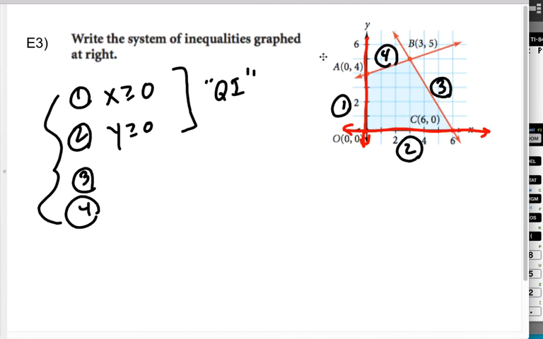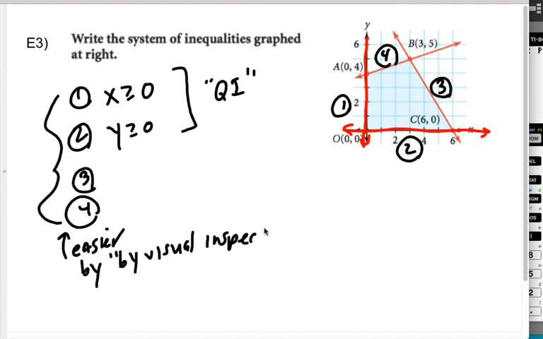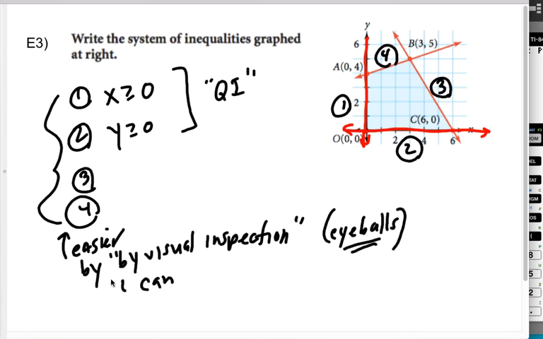3 and 4 are going to be a little bit trickier. 3 is going to be the hardest. The reason that 3 is the most difficult is that I can't see the slope and the y-intercept. So let's do 4 first. 4 is easier because by visual inspection, and remember, visual inspection is just a fancy way to say eyeballs, I can see m and b. I can see that the slope of this thing is up 1, right 3. So the slope is definitely 1/3. And I can see that the line I called line 4 has a y-intercept of 4.